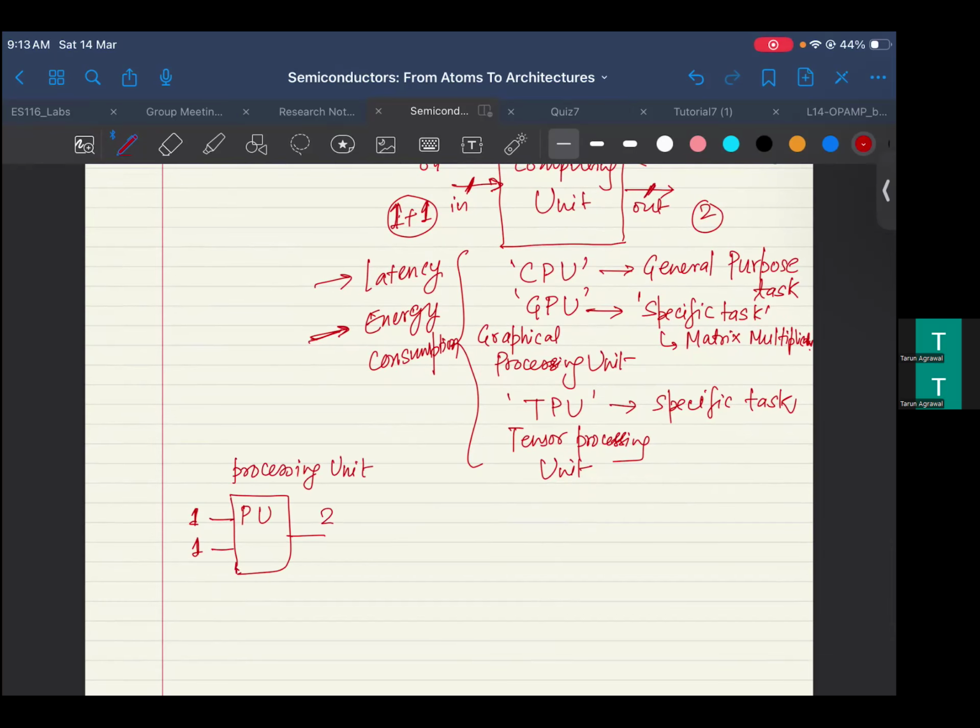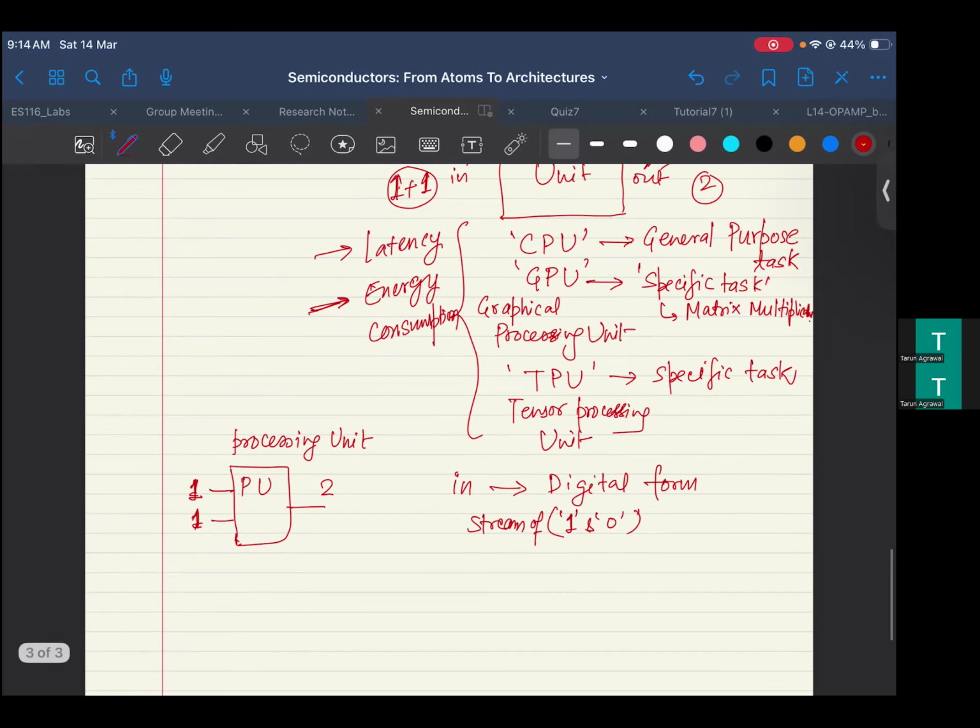Obviously, when it is going in, there are different ways I could do this operation. When CPUs are designed, as of now, we first convert whatever information we are getting into digital information. That means the information coming at the input is converted to digital form. Digital form means it is going to be ones and zeros, a stream of ones and zeros. That is the meaning of converting to digital form. Now that digital form you give to your processing unit, and you compute that. Obviously it is going to compute in the digital domain.